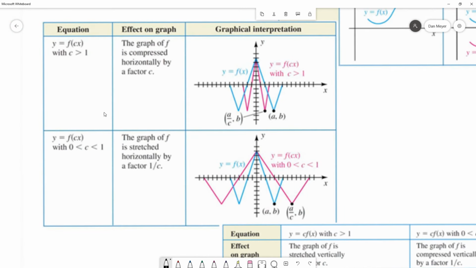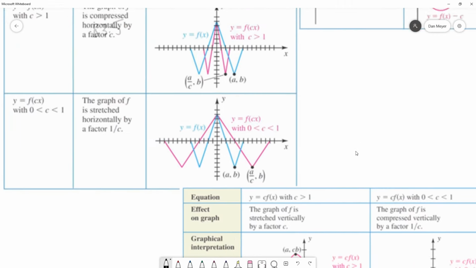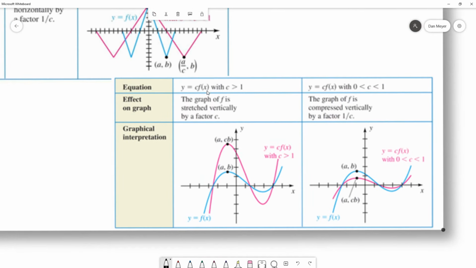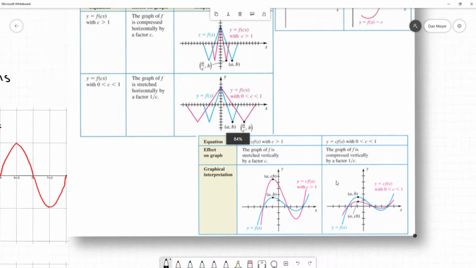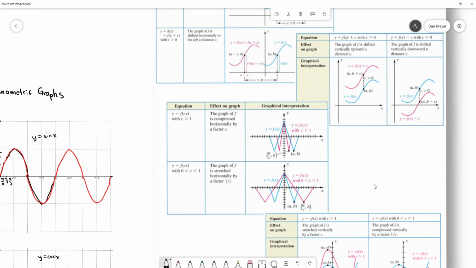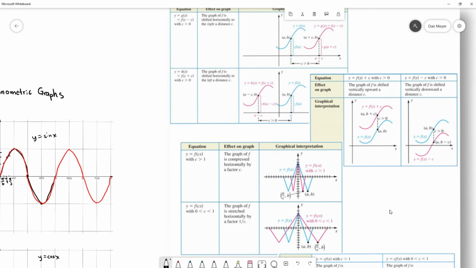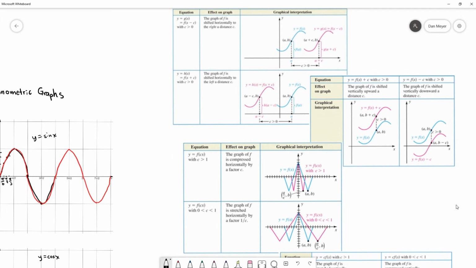Again, this stuff that goes on the inside happens the opposite way that you would expect it to. Then things that happen on the outside: if I multiply by a number bigger than 1 on the outside, it stretches it out vertically. And if I multiply by a number between 0 and 1, it compresses it vertically. So these are the graph transformations. There's one more: when you have minus signs, like multiplying by a negative number, there are some reflections that go on. We'll cross that bridge when we get to an example.